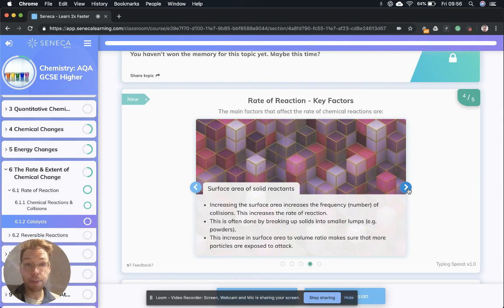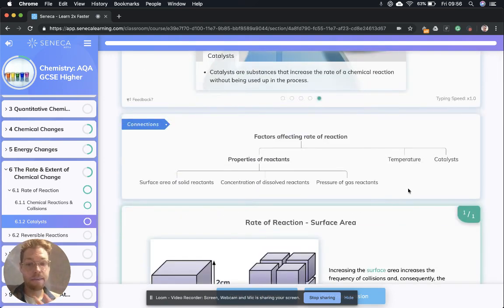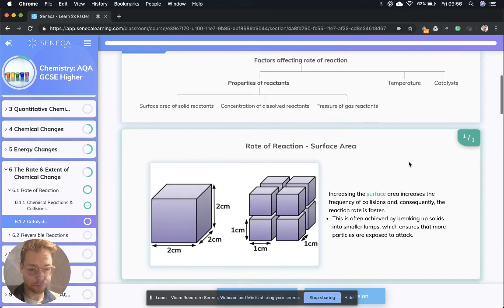So this is often done by breaking up bigger solids into smaller parts. So rather than having a lump of sugar, you would have granulated sugar. Because it increases the surface area to volume ratio, so more of the molecule is exposed to the outside and other reactants. And finally, I'm sure you're not expecting this, catalysts. That's another really important factor for rates of reaction, and that's what we're going to be talking about a lot in this session. So just to recap, 5 key things that affect the rate of reaction: surface area, concentration, and pressure, and temperature and catalysts.